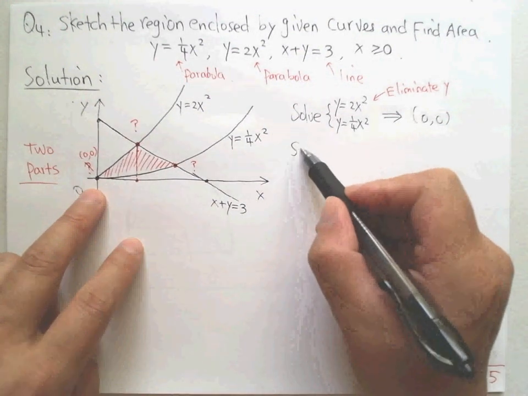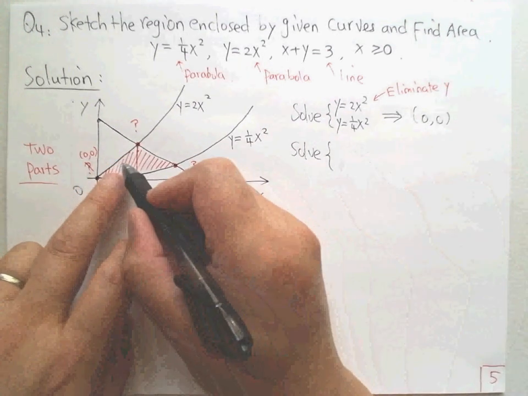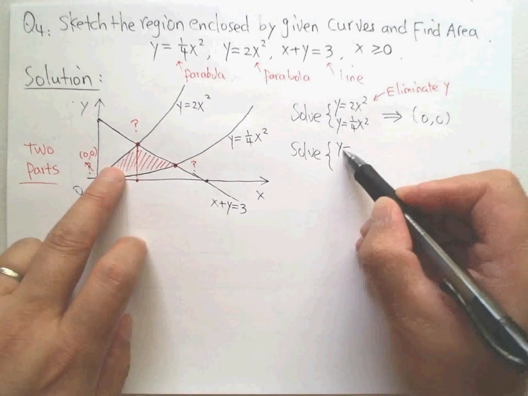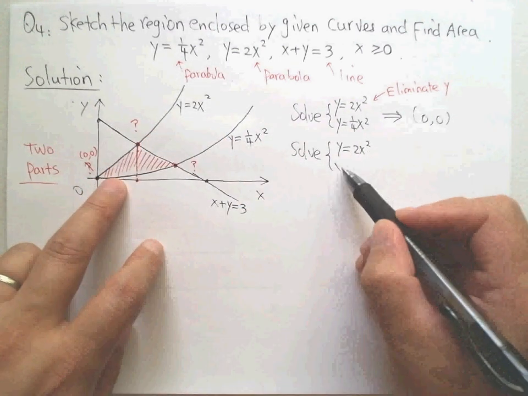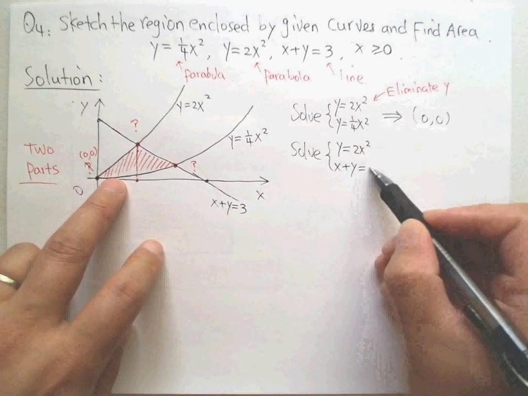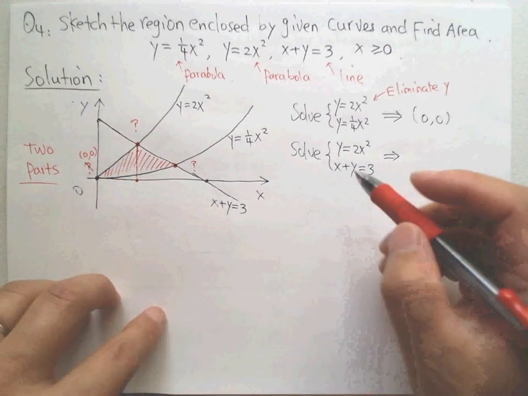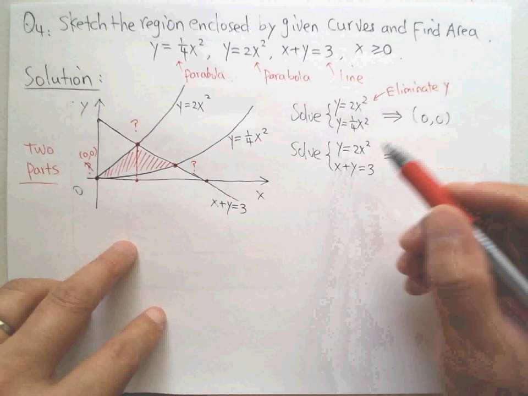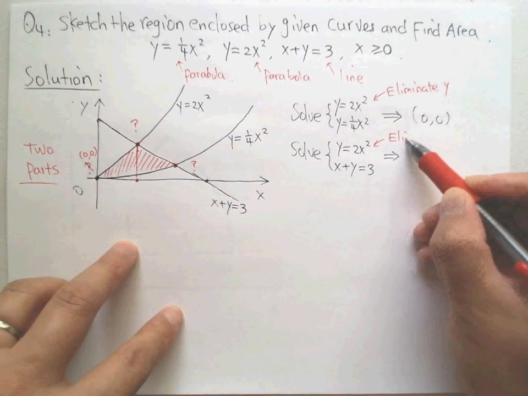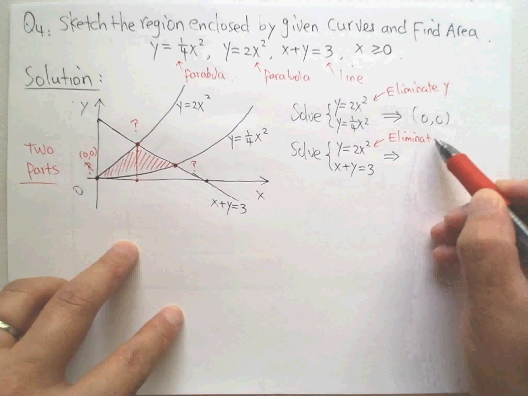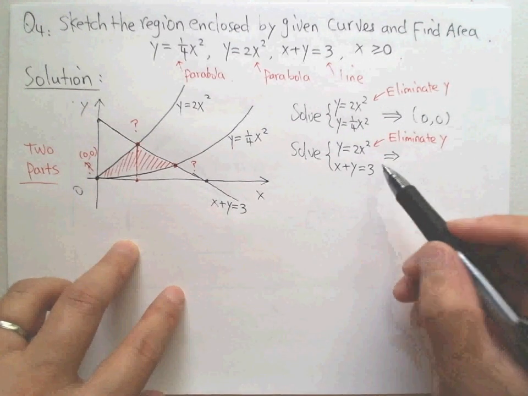So now we're going to the second. For the second, we need to solve this equation and this equation together. What do we need to do? We need to solve this one, y equals 2x squared, and this straight line, x plus y equals 3. You can eliminate the y, right? Eliminate the y, so it's still the same.